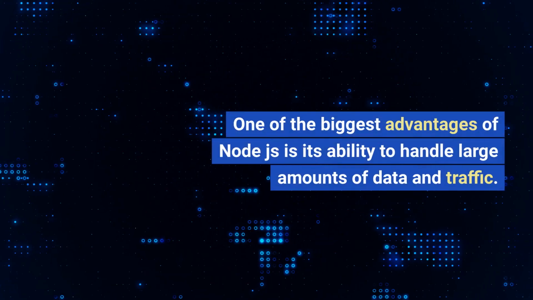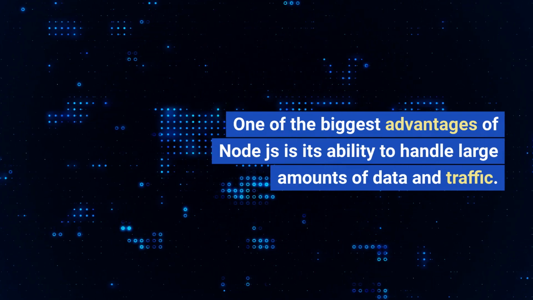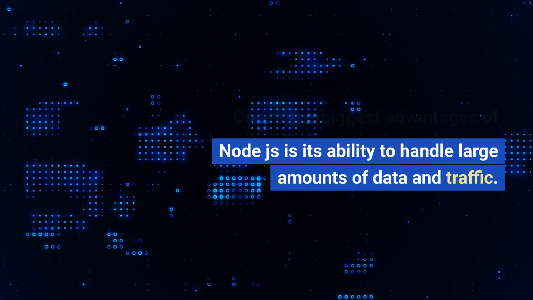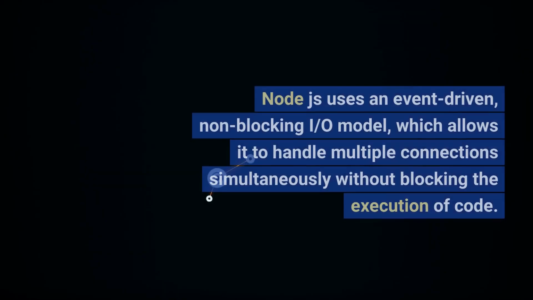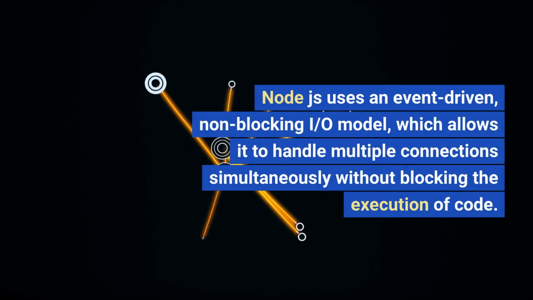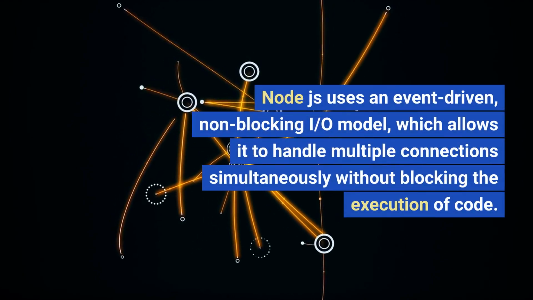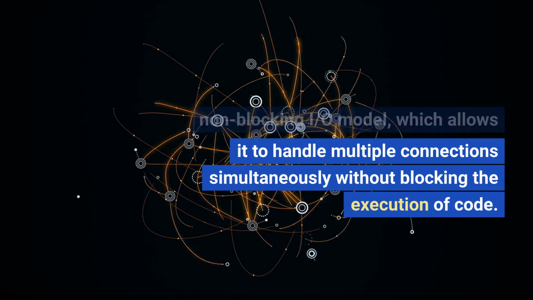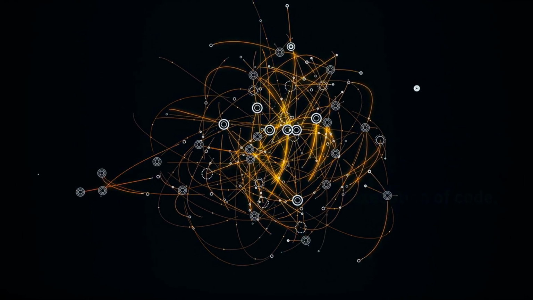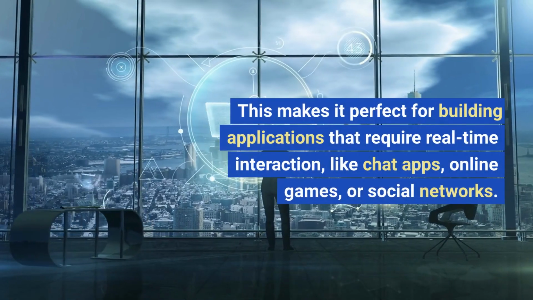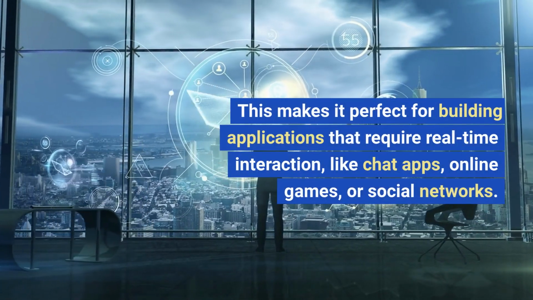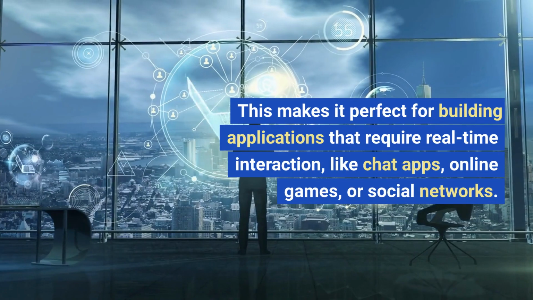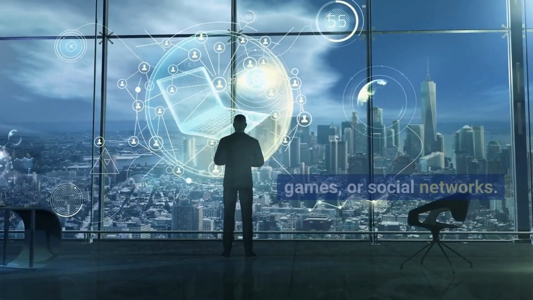One of the biggest advantages of Node.js is its ability to handle large amounts of data and traffic. Node.js uses an event-driven, non-blocking I/O model, which allows it to handle multiple connections simultaneously without blocking the execution of code. This makes it perfect for building applications that require real-time interaction, like chat apps, online games, or social networks.